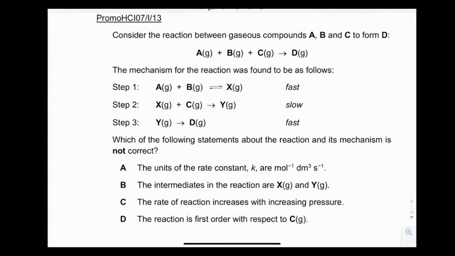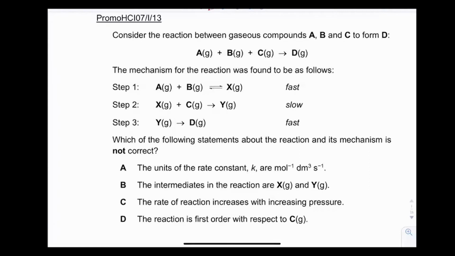The mechanism for the reaction was found to be as follows. In step 1, you have A plus B undergoing a reversible reaction to give you X. This is a fast step. In step 2, which is the slow step, you have X, which is produced from the previous step, reacting with C to give you Y. And then in step 3, Y, which is produced in step 2, is then converted to D. This is also a fast step. Which of the following statements about the reaction and its mechanism is not correct? So then let's take a look.